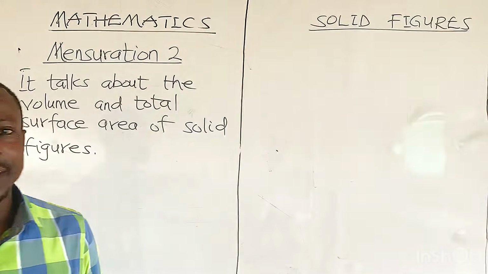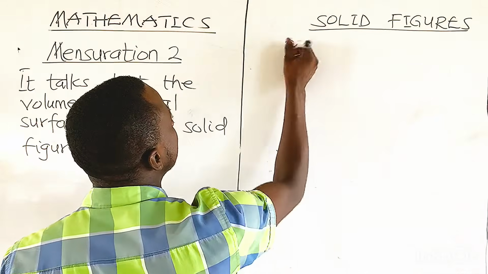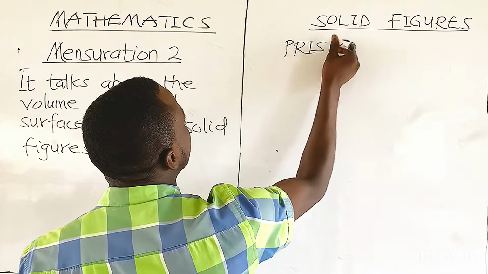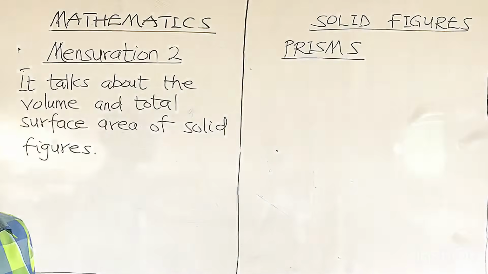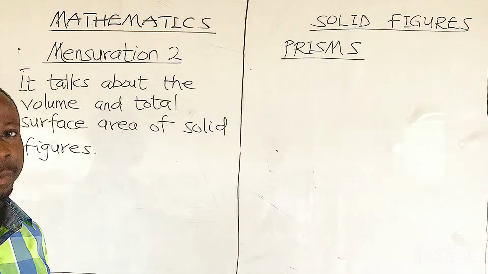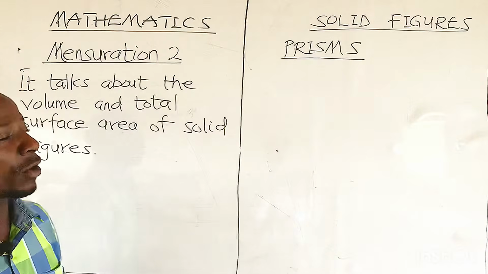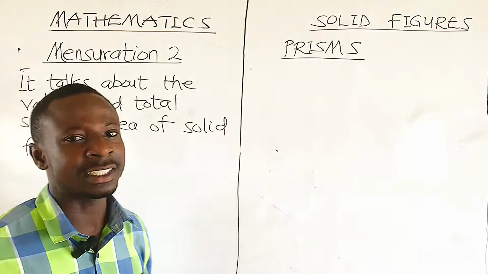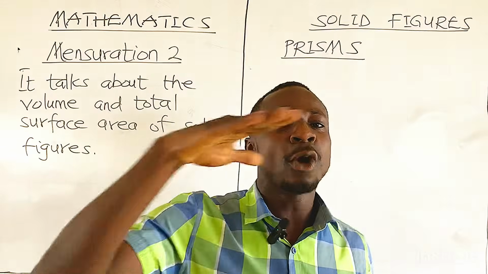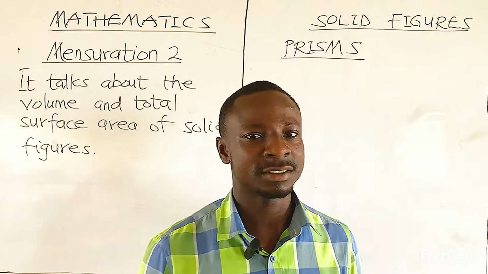Now with the solid figures, we have two main parts. We have the prisms, and we also have the pyramids. We are going to look at the prisms first, and afterwards we look at the pyramids. When you talk about the prisms, it is when the top of the solid figure is the same as the base of the solid figure.